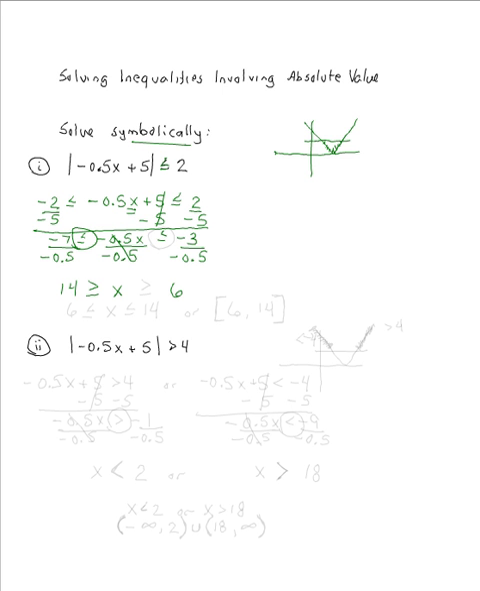Negative 0.5 divided by negative 0.5 became positive. This less than or equal to symbol will also change and become a greater than or equal to symbol. And our negative 3 divided by a negative 0.5 did become positive. Notice all the signs changed, all, including the inequality symbols.